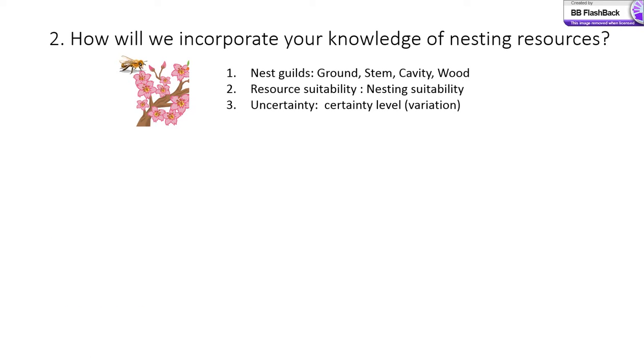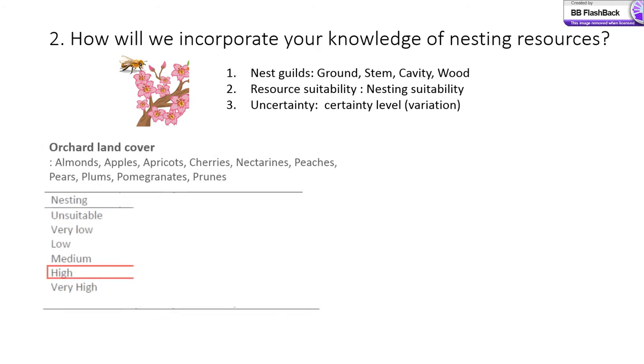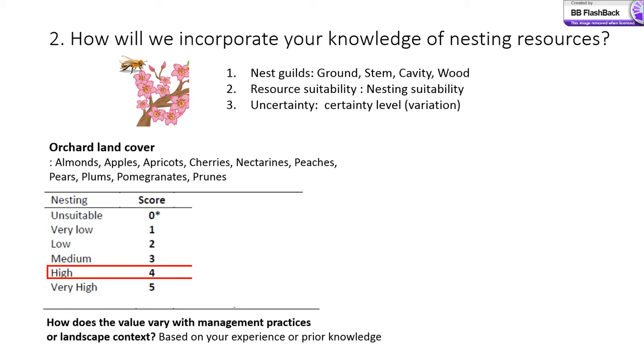For nest resources, we are asking nest resource suitability and your certainty level on different nest guilds. You should focus on the nest resources provided by a given land use and cover, not just focus on individual bees. For example, orchard provides high nest suitability for ground nesters. Then you can enter score number 4 and think about the variation again. You can use this plot this time to choose certainty level.